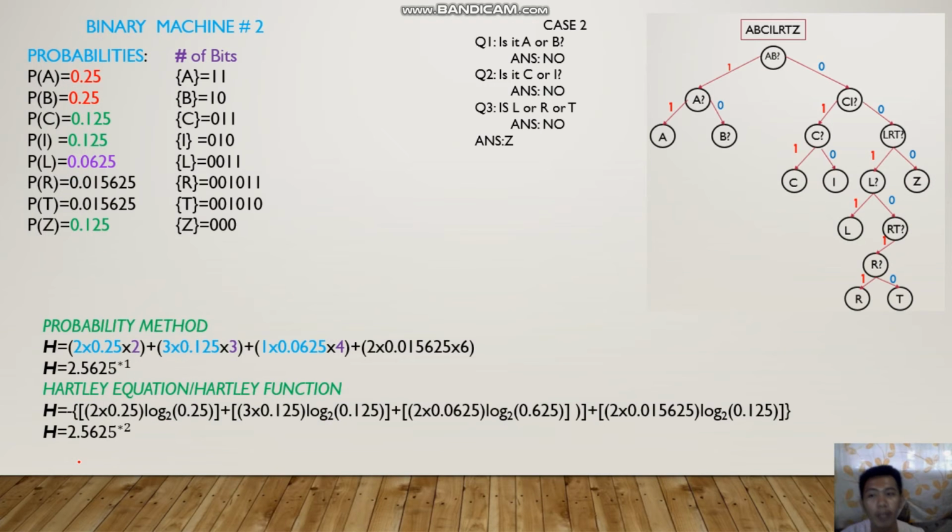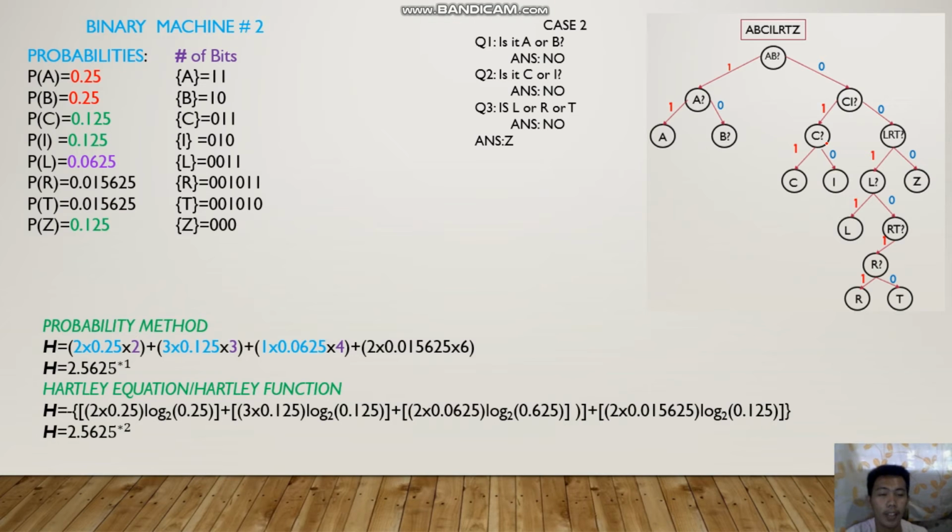So next, binary machine number 2. For case number 2, same procedure. You ask, is it A or B? If my answer is yes, it will be 1, and if my answer is no, it will be 0. So for example, you ask again, is it A? So we have two probabilities, A and B. For example, you ask, the answer is no, and you ask C or I. So you have 1 if yes and 0 if it is no.